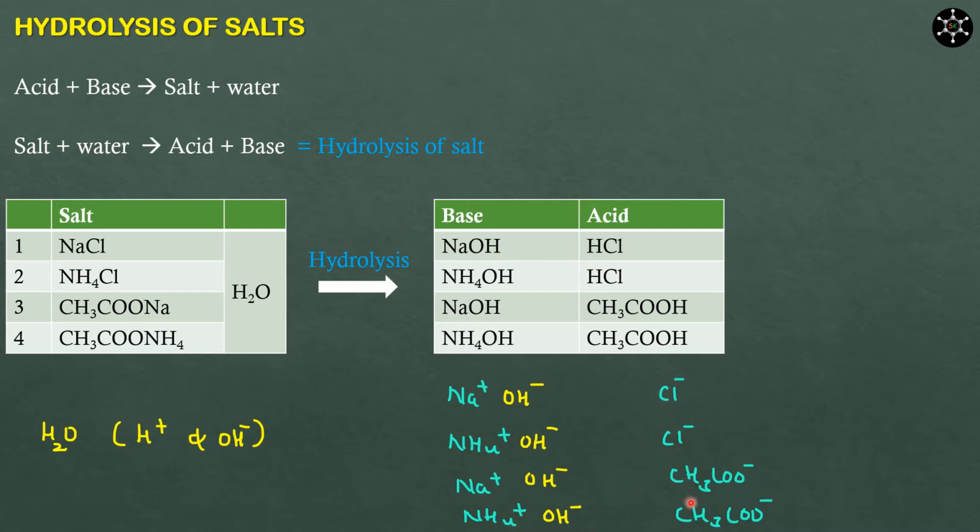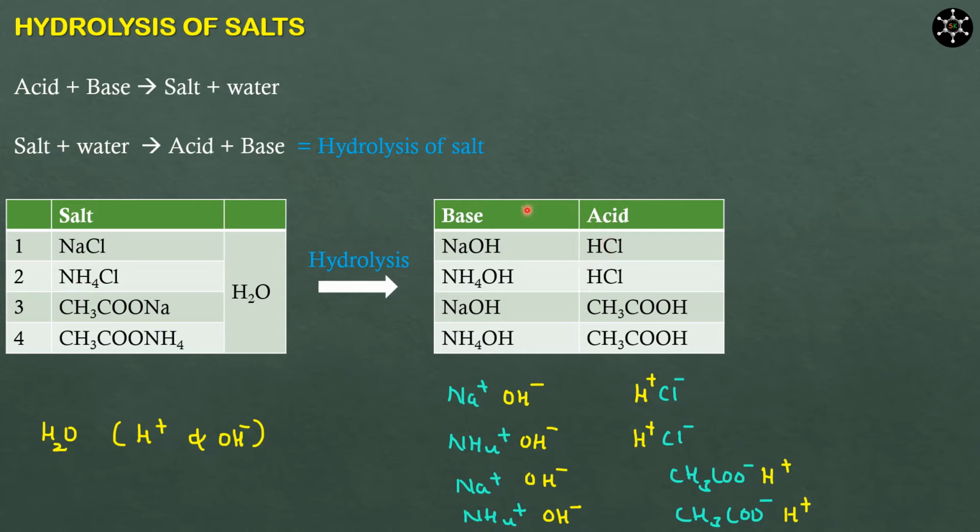On the other side, with the negative component of the salt, we have to add H plus. So this became HCl. This is also HCl. This became acetic acid. This also has become acetic acid. Now, in the name of hydrolysis, what we have done is we have added salt into water. So we are having salt solution.